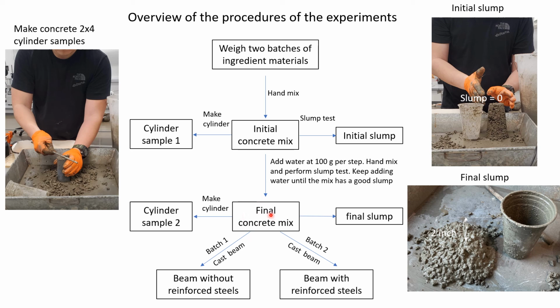Once you do this, you're going to use this material to cast beams. Because you have 2 batches of material, with 1 batch you're going to cast a beam without reinforcing steel, and with the other batch you're going to cast a beam with reinforcing steel. Then in week 3, we are going to perform compressive tests on these 2 cylinders, and also we are going to perform the bending test on these 2 beams.